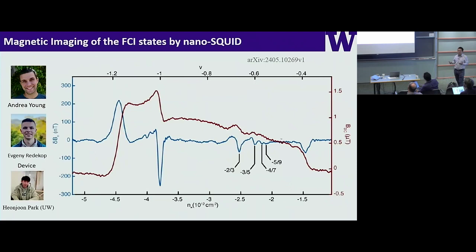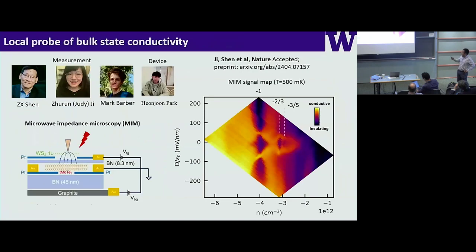The effect can also be seen with many different techniques. One is the work from Andrea's group in collaboration with us. They use a nanoSQUID to measure these fractional Chern insulator states. Because it is a local probe, you can see many more states than what we see in transport. You can talk to Andrea more about this work. The other one you're going to hear about later today from Judy. She's going to talk about the local probe, this box state, also in twisted MoTe2. I'm not going into details. It just highlights that you can also see these fractional Chern insulator states using local conductivity measurements.